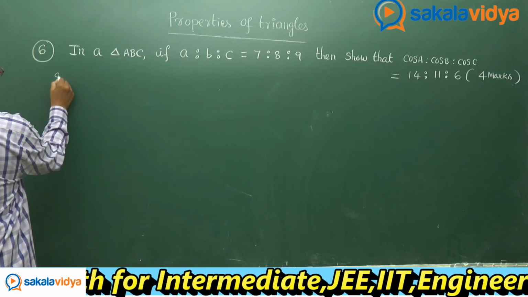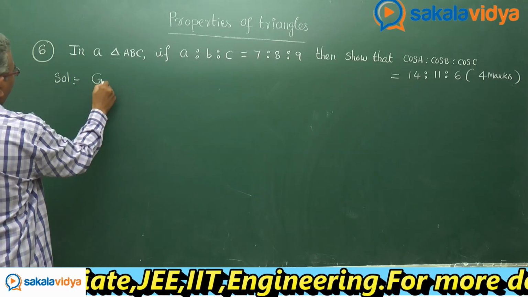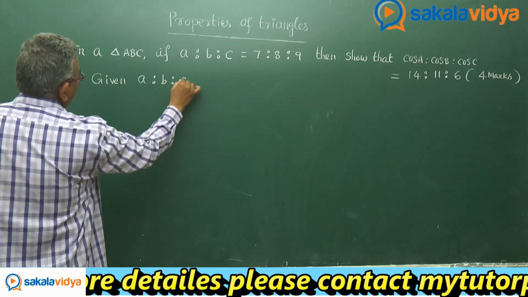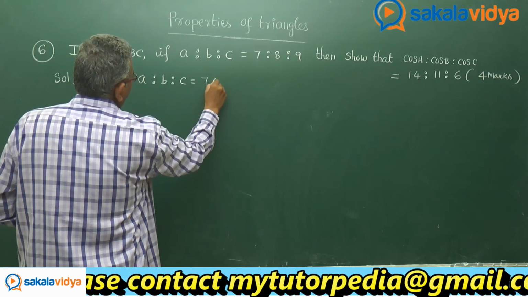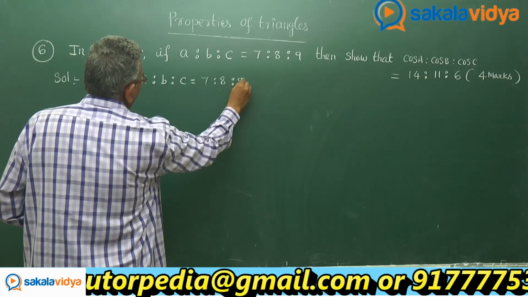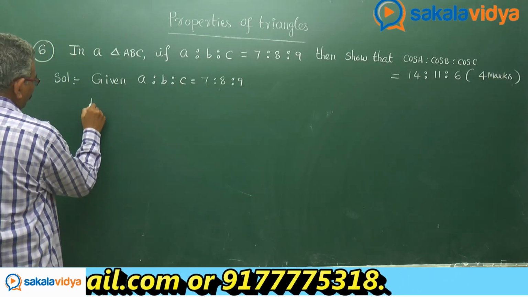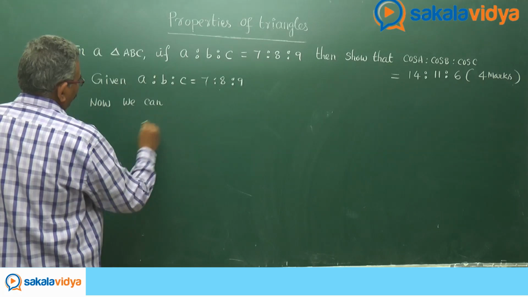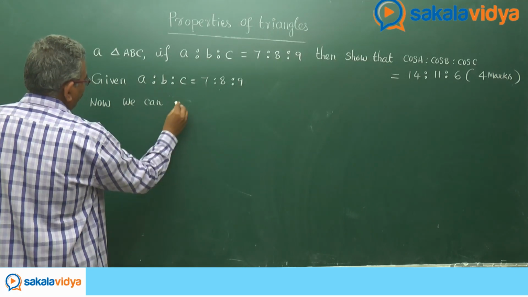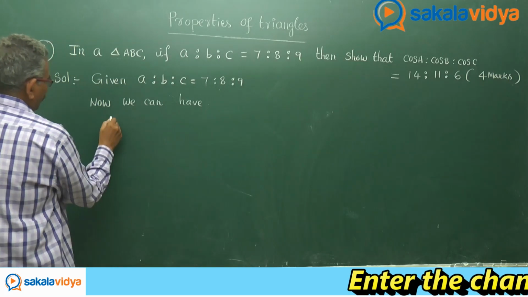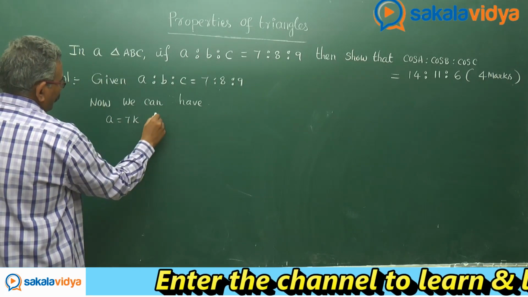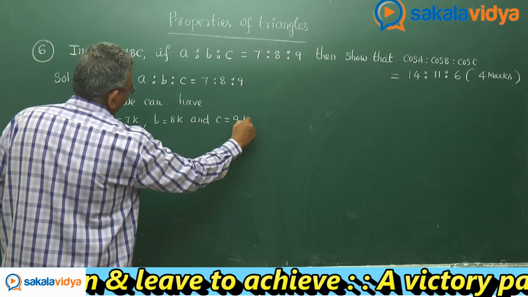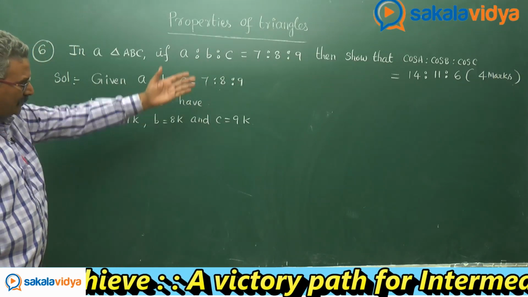So now, as for the given data, a : b : c = 7 : 8 : 9. Now we can express a = 7k, b = 8k and c = 9k. With the help of this, let us find out the cosine values.